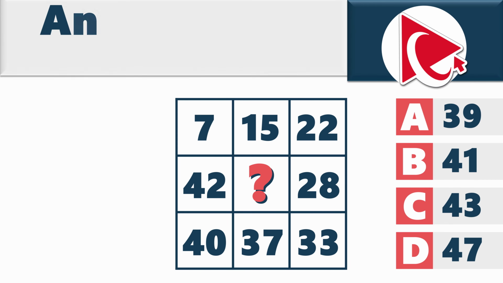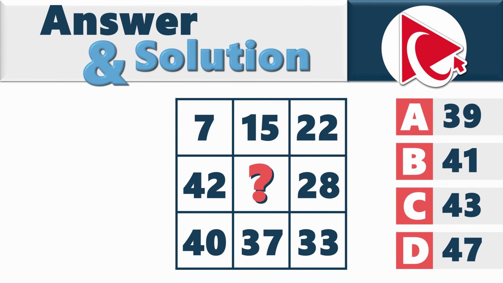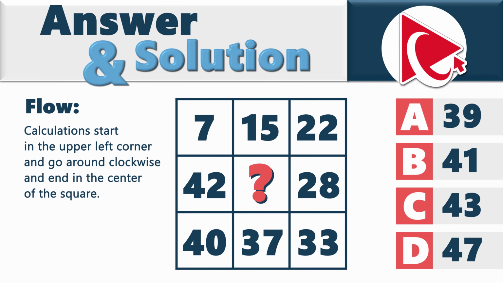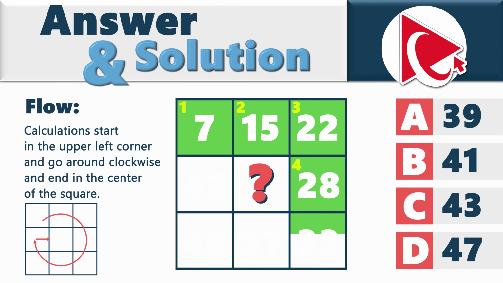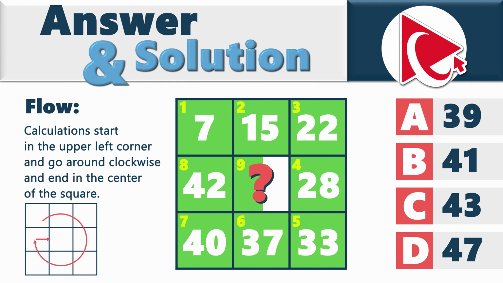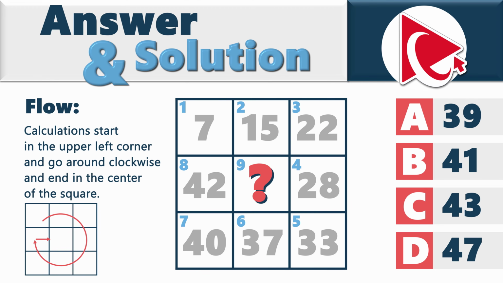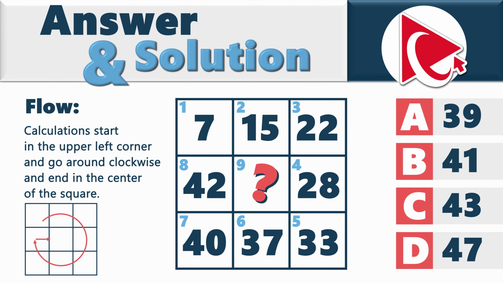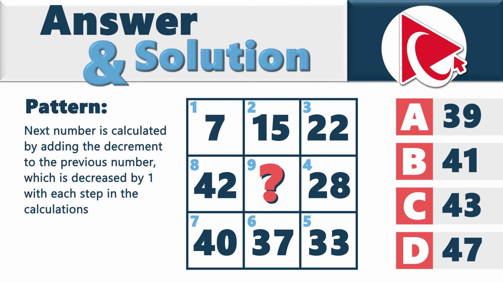To solve this problem, we need to understand the pattern. And to understand the pattern, we need to understand the calculations flow. Calculations start in the upper left corner, go around clockwise, and end in the center of the square. Number in position 1 is given. Then calculations go to the number 2, 3, 4, 5, 6, 7, 8, and end in position 9. The pattern here is that the next number is calculated by adding the decrement to the previous number, which is decreased by 1 with each step in the calculations.